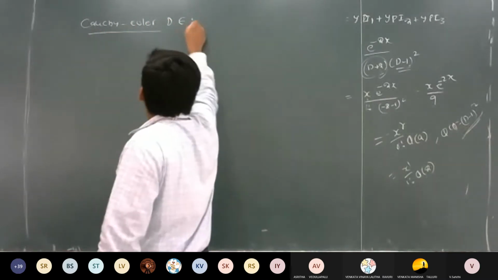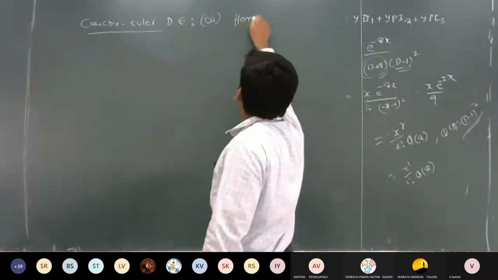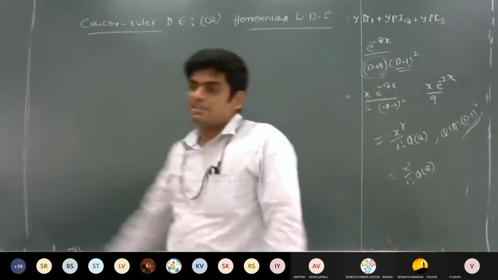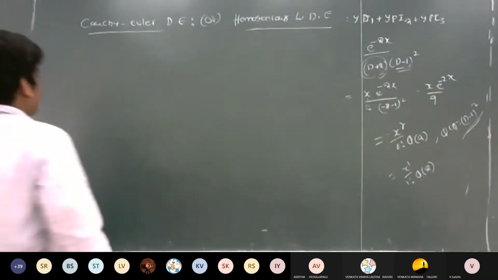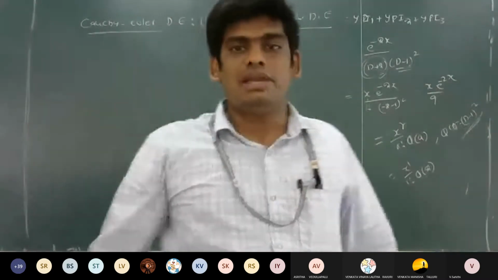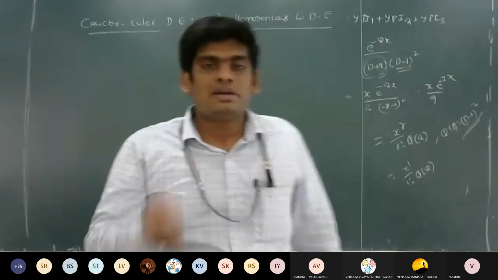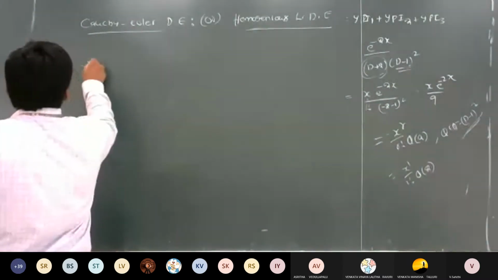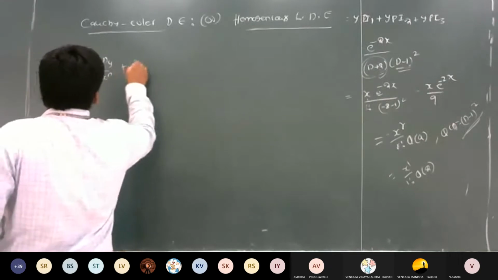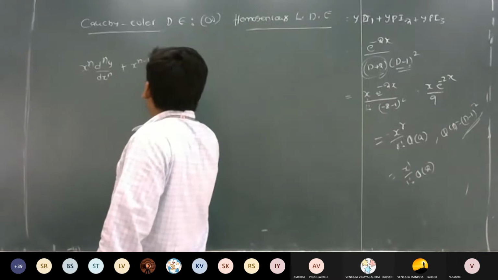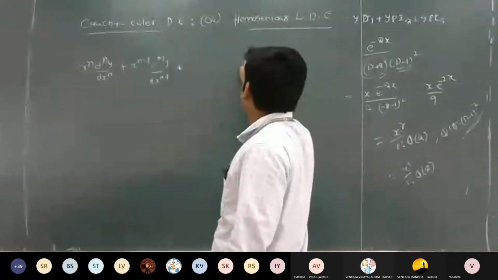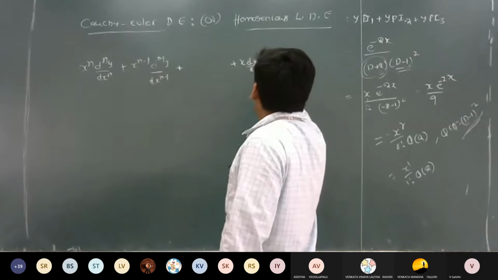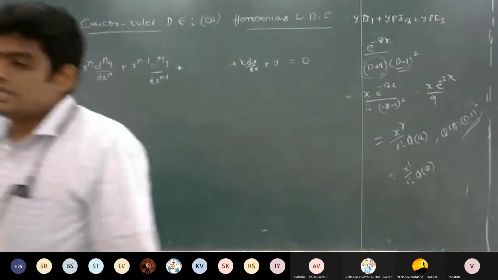The Cauchy Euler differential equation is also called a homogeneous linear differential equation. So what is meant by the Cauchy Euler differential equation? It means a homogeneous linear differential equation consisting of variable coefficients, that is, an equation of the form x power n into d power n y by dx power n plus x power n minus 1 into d power n minus 1 y by dx power n minus 1 plus and so on, plus x into dy by dx plus y is equal to 0.